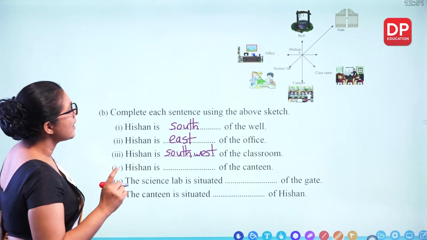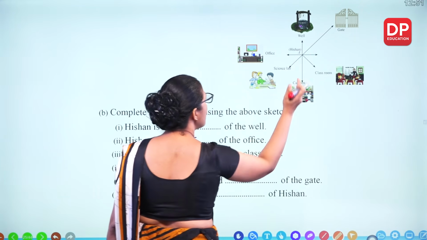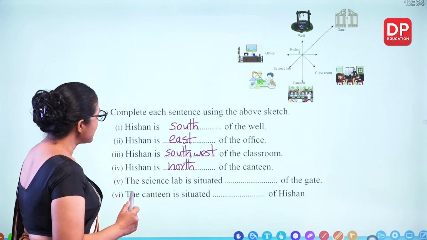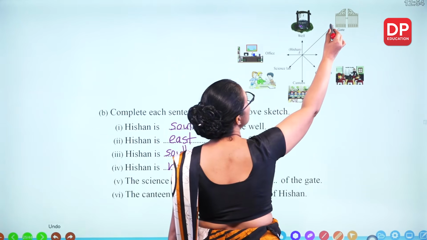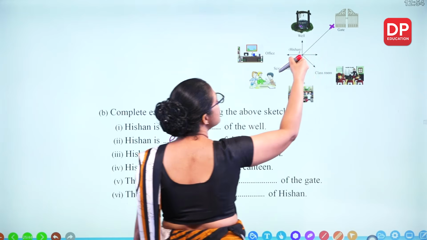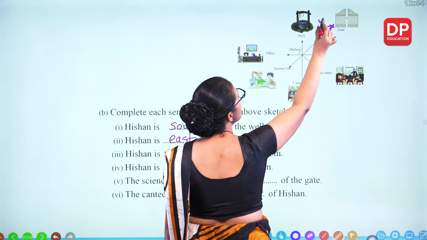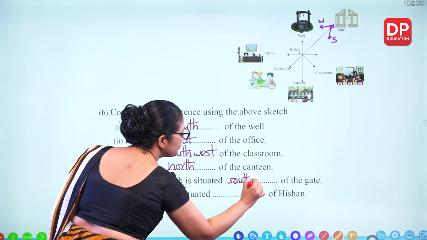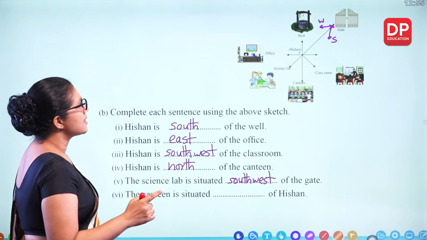Hishan is blank to the canteen. The canteen is here. So Hishan is straight up. That means north. The science lab is situated blank of the gate. Now you have to compare with the gate. What is this direction? The science lab is towards this side. So this is south and this is west. So that's southwest. Southwest of the gate.